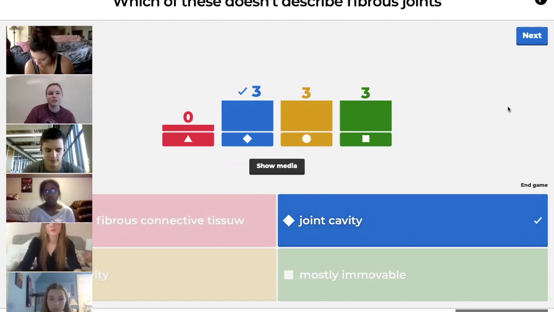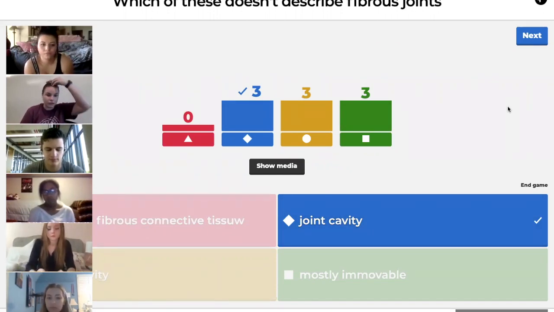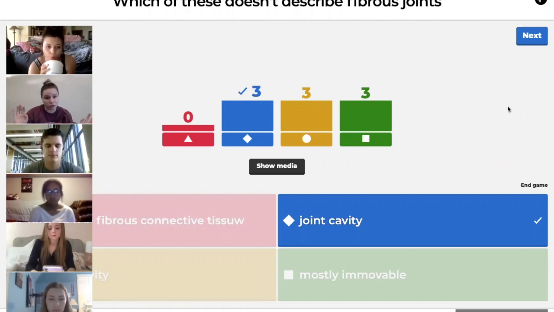Okay, fibrous joints do not have a joint cavity. So fibrous joints are going to be like the joints in your skull, like those suture lines. So they don't have a joint cavity, so there's no movement at all. If you can move your skull bones, go to the physician.